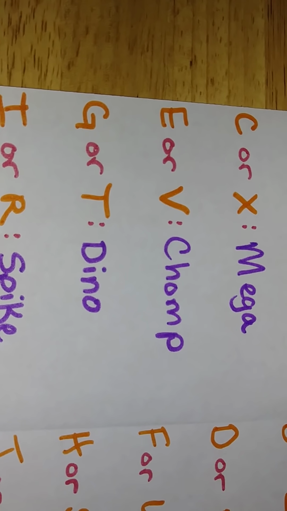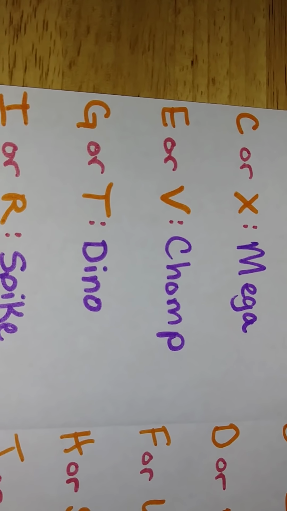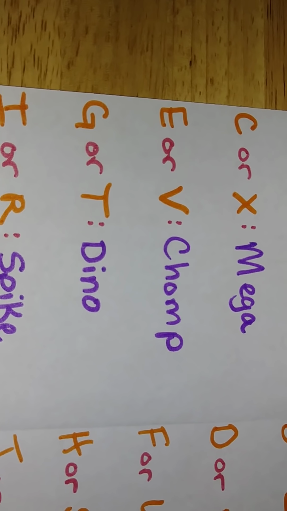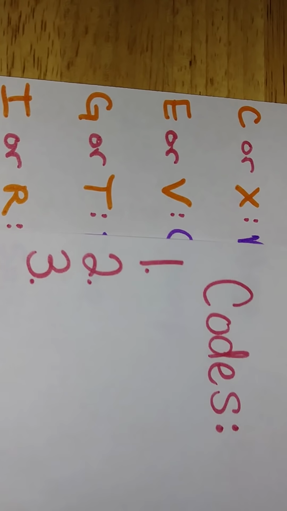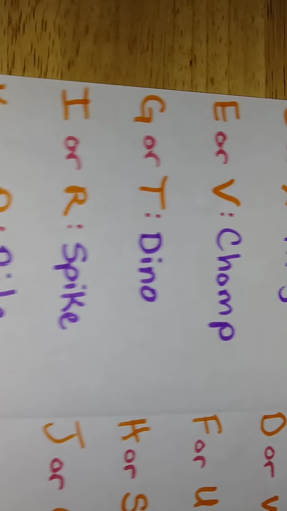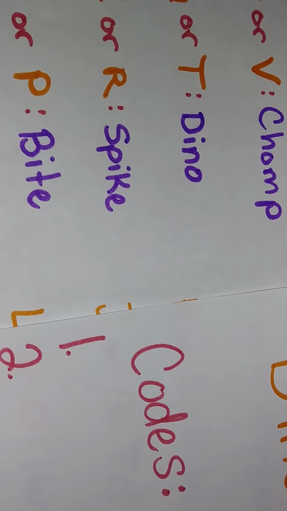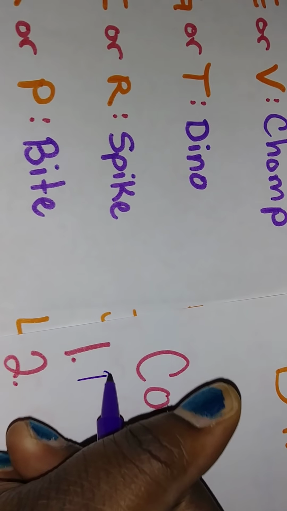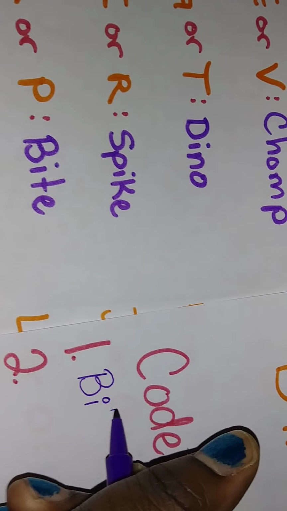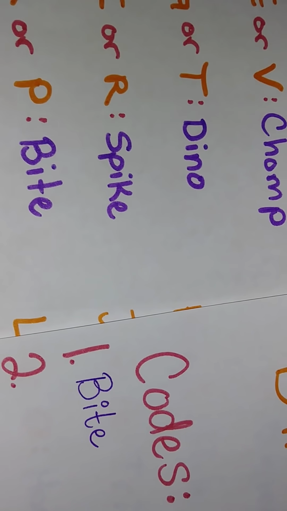So my last name is Pugh. So remember that page I told you to get out to make for your codes to collect them? All right, so my first one for code 1 is Pugh. So mine is going to be bite. So my first code is bite. All right, my code 1 is bite.